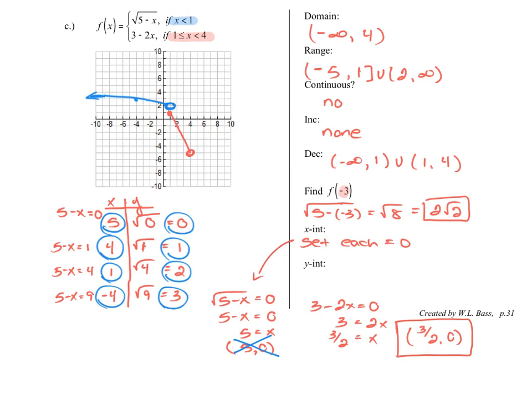For the y-intercept, all we have to do is let our x equal 0, so we simply just need to evaluate our function. So let x equal 0, or in other words, find f of 0 like we found our f of -3. So f of 0 goes into our square root function because 0 is less than 1, so we have the square root of 5 minus 0, or in other words, the square root of 5. We can write that as an ordered pair, (0, square root of 5). That's all we've got.